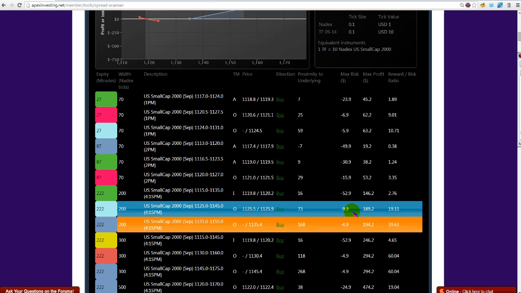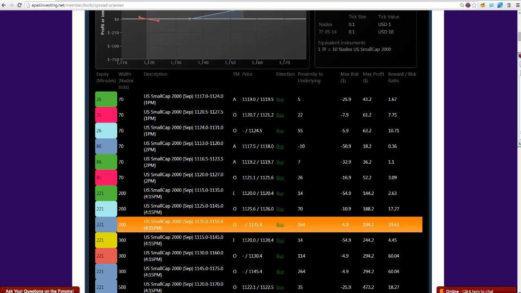Now, on the risk, the max risk doesn't actually have to be your risk on the trade because you can exit the trade before expiration. So just because a trade says it has $300 in risk, doesn't mean you have to take $300 in risk. You could just be taking $40 in risk because you're going to get out of the trade if it moves 40 ticks against you. And so that's the above and below the market idea there.